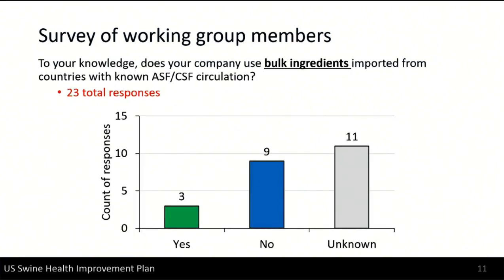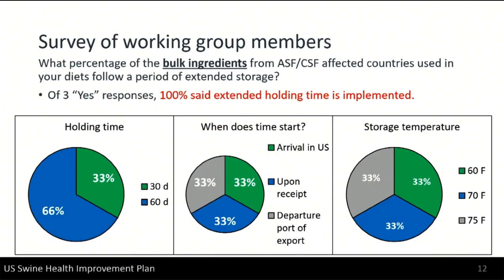Similarly, we also wanted to understand bulk ingredients a little bit more. So this question focused on, do you import bulk ingredients, again, from those ASF or CSF affected countries? 3 said yes, 9 said no, and 11 were unknown. And I would imagine if we really dig down into it, that yes answer would probably be quite a bit higher. A lot of those unknowns, I would imagine, probably do, and likely not knowingly, because those products from ASF or CSF affected countries do make their way here into the United States. So there, 3 knowingly imported those products.